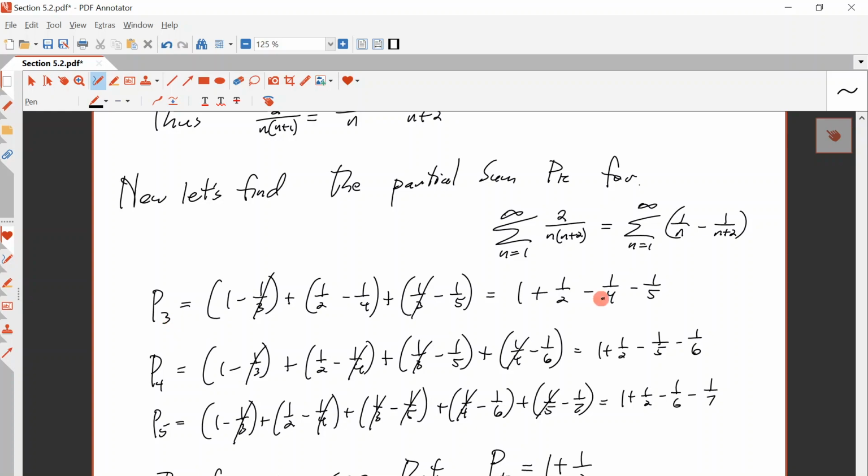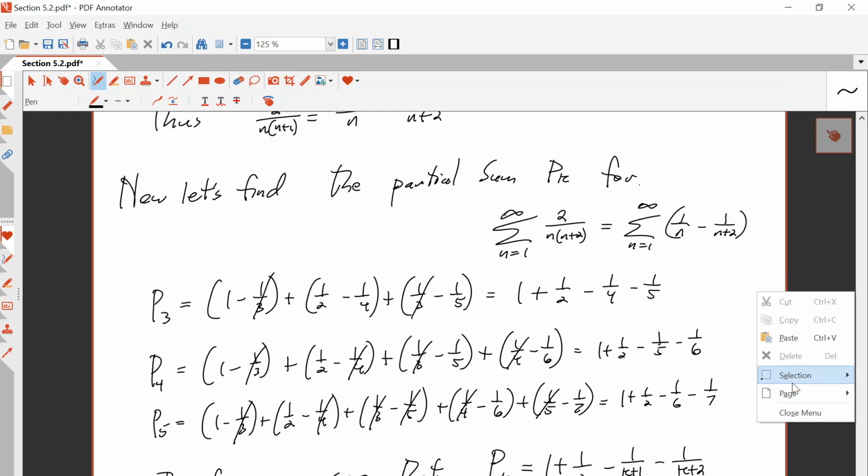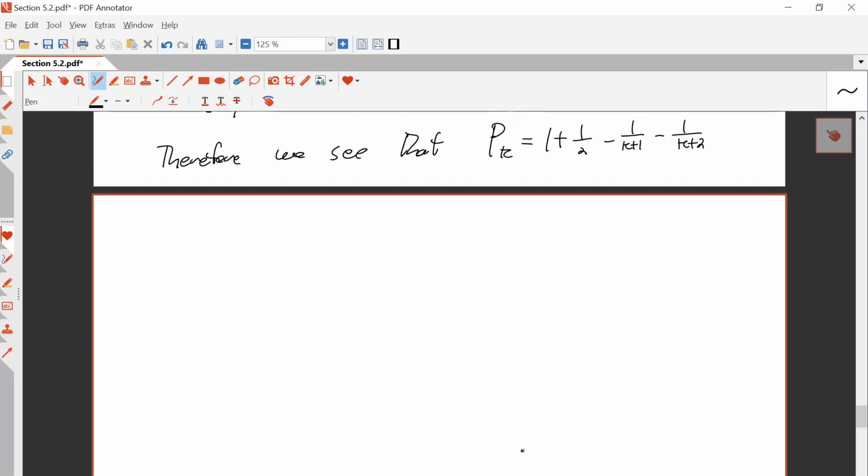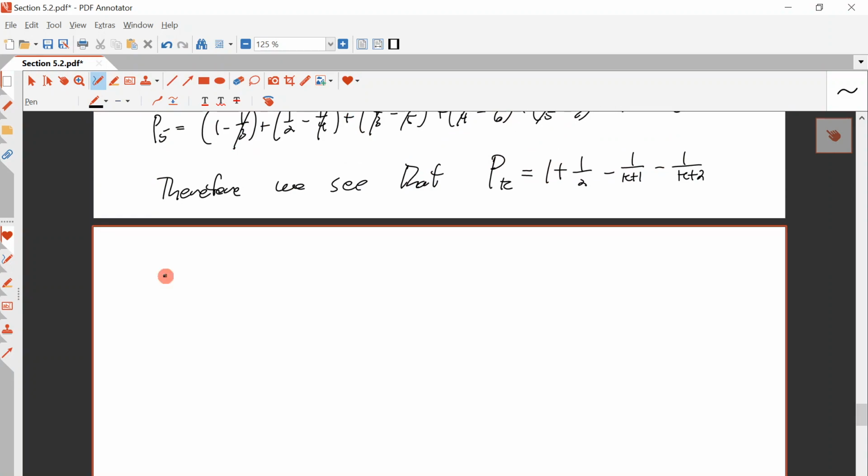The third partial sum has minus 1/4, minus 1/5. The fourth partial sum has minus 1/5, minus 1/6. The fifth partial sum has minus 1/6, minus 1/7. So the kth partial sum is going to have minus 1 over k plus 1 minus 1 over k plus 2. So there it is, the kth partial sum. And we've got it as a function of k.